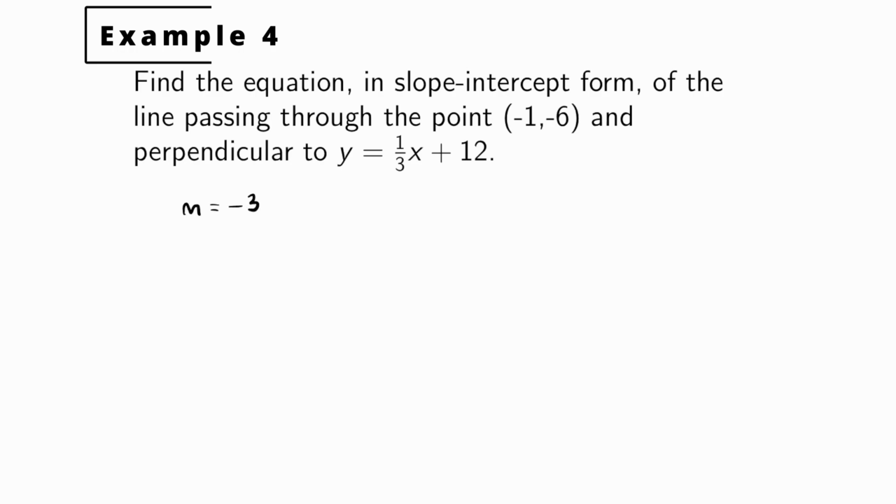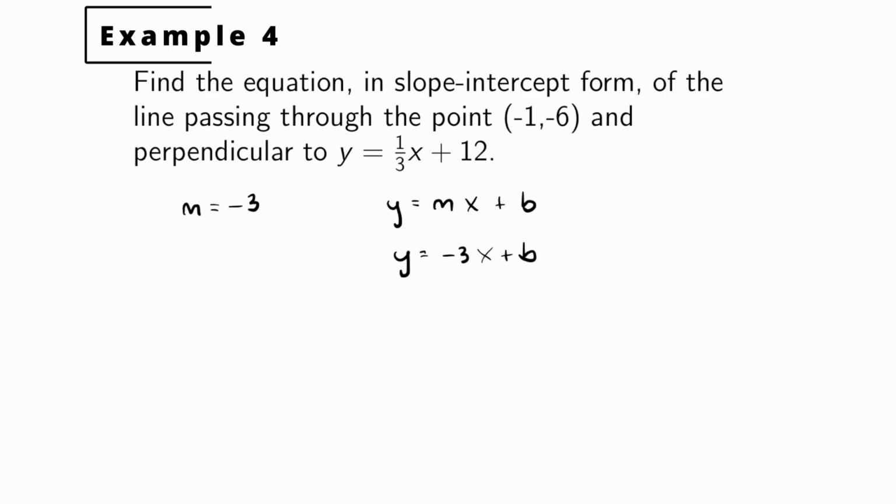Now, I want to do this example a little bit differently than the previous ones. I'm not going to use point-slope form. What I'm going to do is, if we had our equation already in slope-intercept form, it would be y equals mx plus b. I can plug in -3 for m. And I know that this point right here, (-1, -6), is on the line, so it satisfies this equation. So if I plug in -1 for x, which is the x coordinate, and -6 for y, which is the y coordinate, then that will leave me with only one unknown, b. So let's do that now.